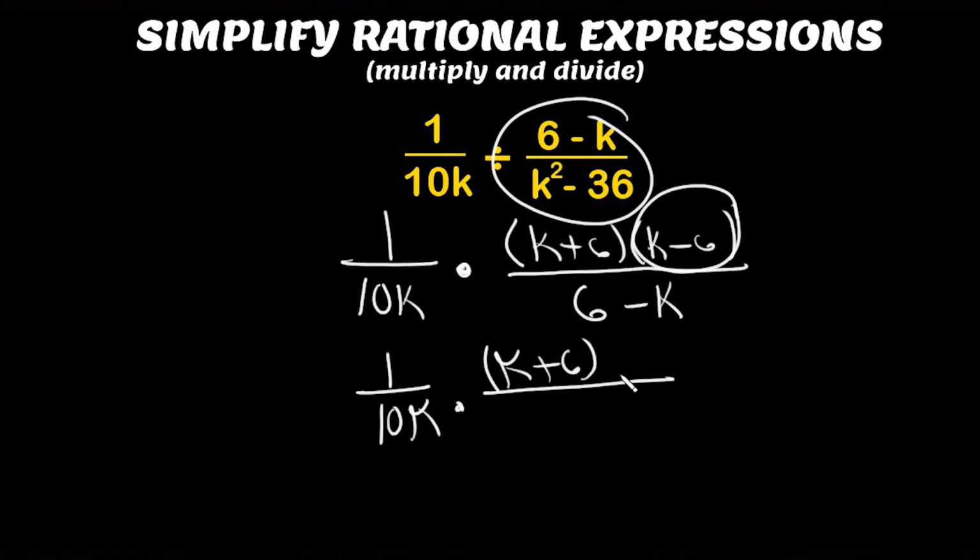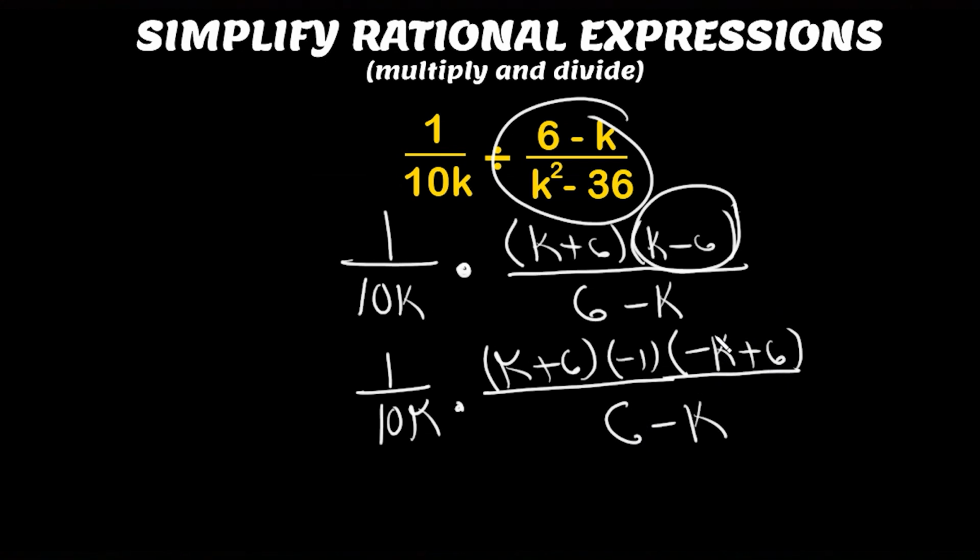Factoring out that negative 1, we just put negative 1 here. And then we'll have negative k plus 6, okay? So I'm left with negative k plus 6. And then on my denominator, I have 6 minus k, okay? So you can see I have a common factor here. I have negative k plus 6, and on my denominator, I have 6 minus k.